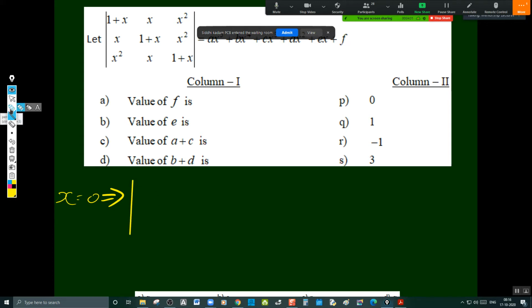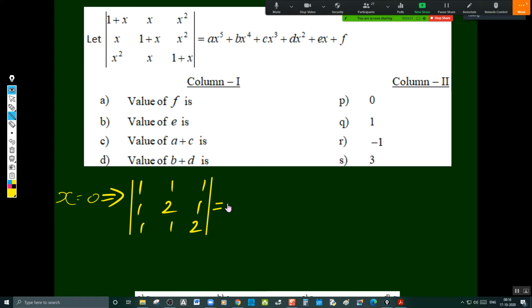Putting x equal to 0 gives the determinant 1, 1, 1, 1, 2, 1, 1, 1, 2, which gives you f. So what should be f in this case? 4 minus 1 is 3, 1 minus 2 is minus 1, and 1 minus 2 is minus 1. It is 1, please. So f is 1.